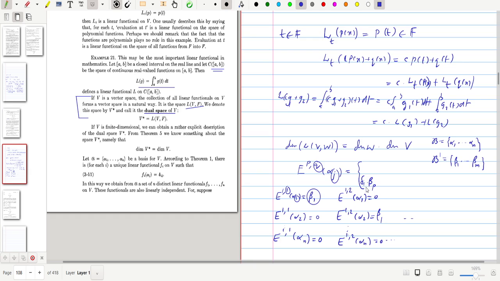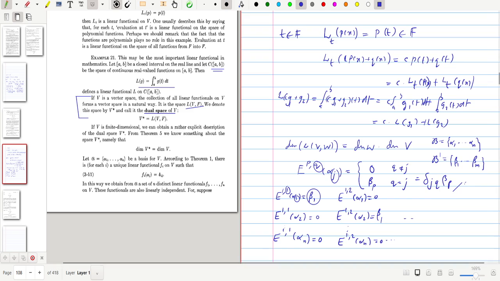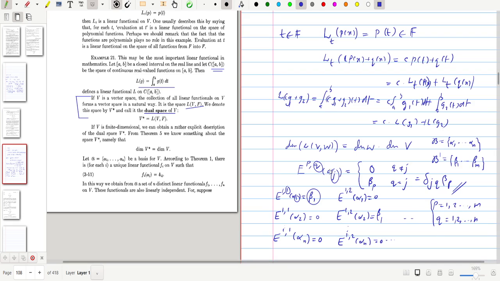So I will write it as this beta p holds when q is equal to j, and when q is not equal to j, we have 0. So this can be written as delta jq beta p. Now p varies from 1 to m and q varies from 1 to n. Then we have mn elements. These are the basis vectors for L(V, W). We have already discussed this in the previous sessions of this chapter.